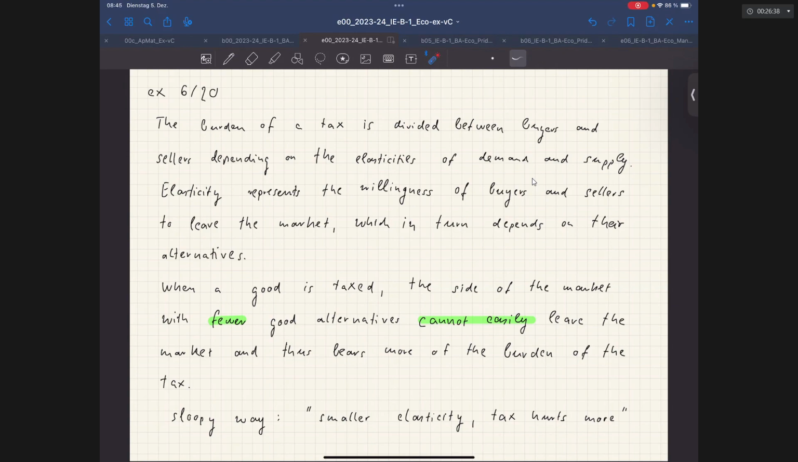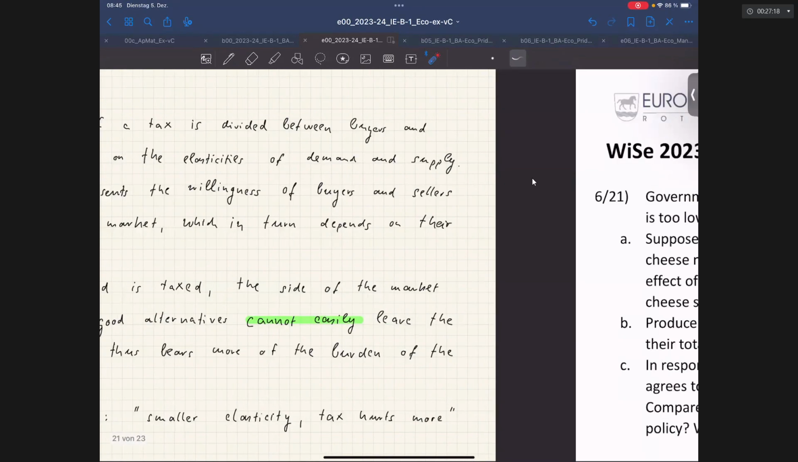And here you can say fewer good alternatives means small elasticity, and with smaller elasticity you can't leave the market easily, and that's why the tax hurts more, or the more formal way of saying it would be bears more of the burden of the tax. Okay, Arnold had the short way of giving us the answer, and that's the slightly more extensive one. Any questions for this one? I don't think so. Okay, then let's go on with even more exercises.